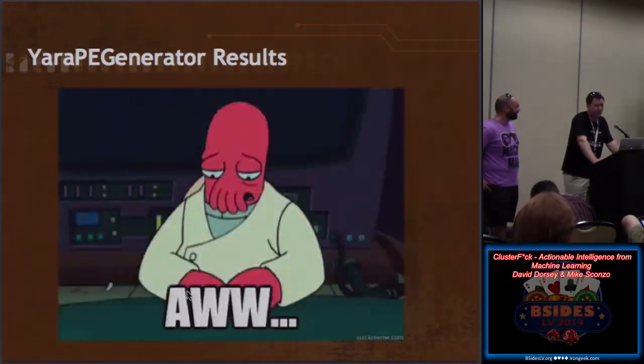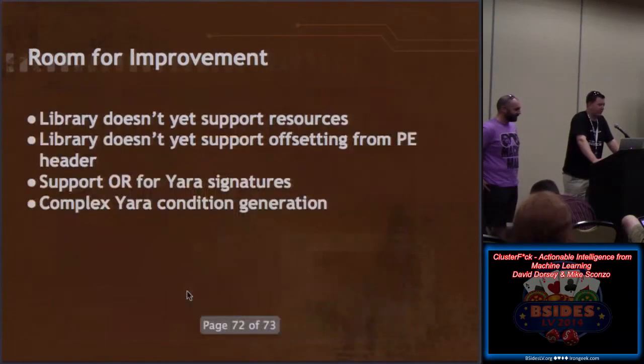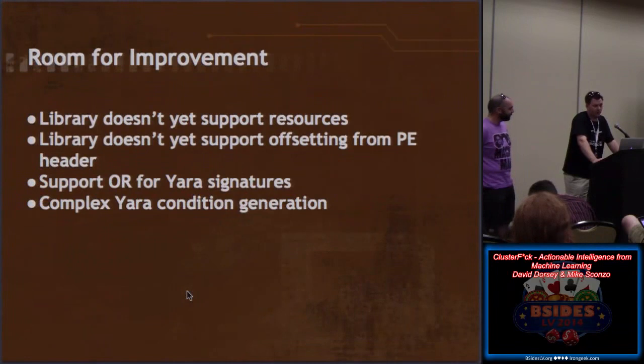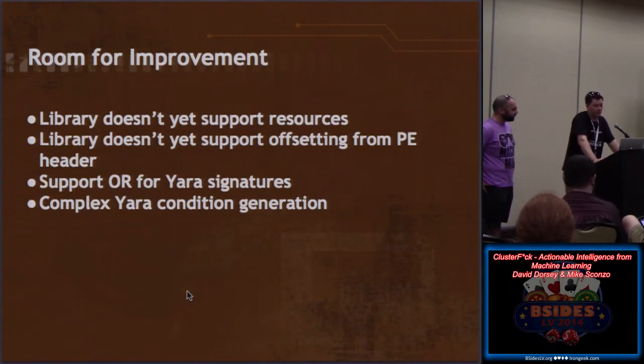But the idea has merit, I hope. So definitely room for improvement. Like I said, we don't support resources, so I have to convert the RVA to a file offset, and then I can hopefully get some good clustering that way. We also don't support offsetting from the PE header, and the PE header can move around, so that can definitely throw off our signatures. We can catch more of our files, but I would also not be surprised if this makes us catch more files that we shouldn't catch. So we'll see.